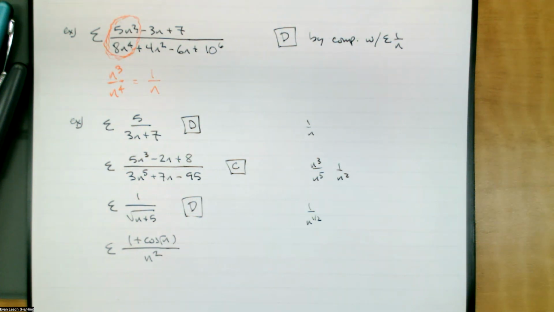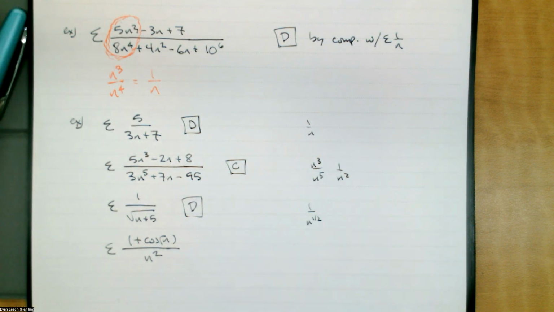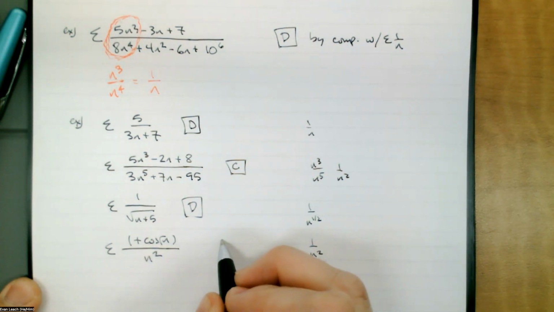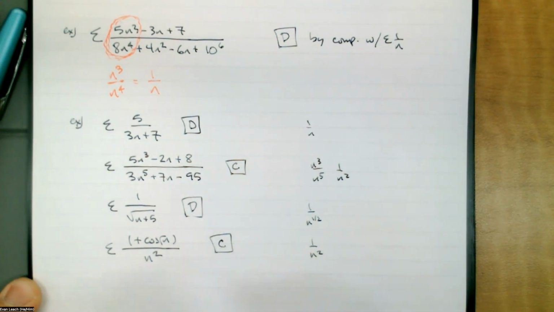What here is the obfuscation? What's the smoke screen? Cosine. What's the biggest value you can throw onto a cosine? What's the smallest value? -1, right? So the numerator is going to be between 0 and 2. Oh, that doesn't matter because the denominator is n squared. Does it converge or diverge? 1 over n squared converges.